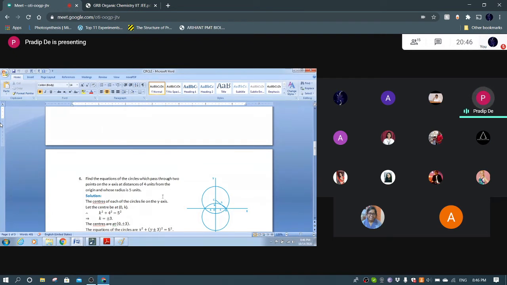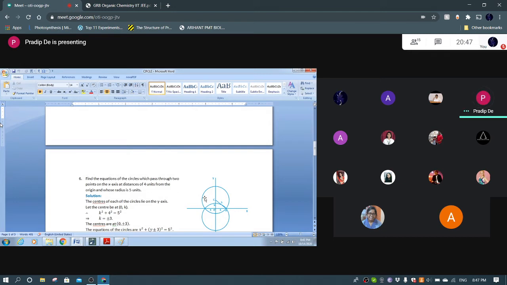Radius 5. Radius is known. The question is, how do we find out the center? It is clear that the center will lie on the y-axis, because the circle is cutting the x-axis at 4, 0 and -4, 0 at the same distance on either side. So the center will lie on the y-axis. Suppose the center is at 0, k. Abscissa of the center is 0. We don't know the ordinate. Suppose the ordinate of the center is k. That means OC is equal to k.